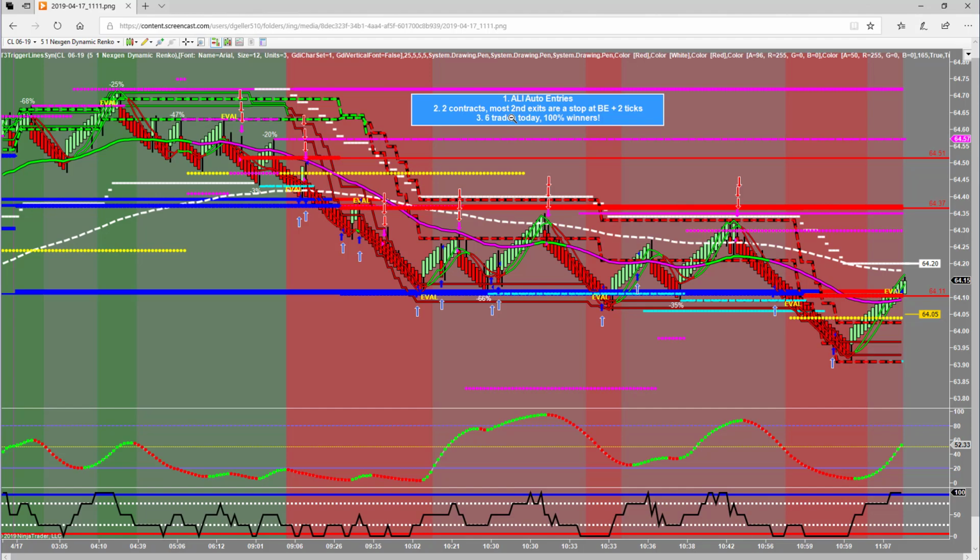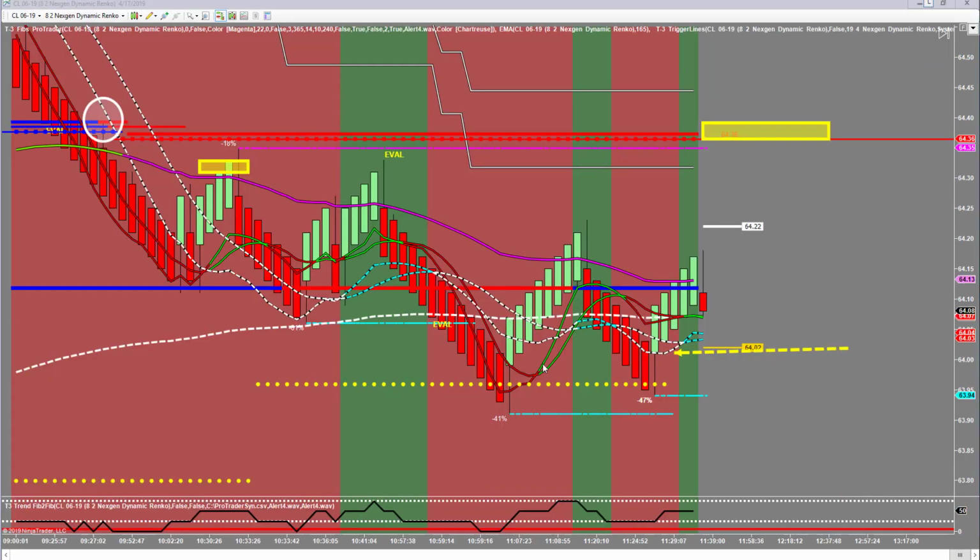2 contracts, they're all winners, 6 trades, 100% winners. And look, this just goes to the testament, and it's a little different version than we were talking about, but it's a testament to trading with the trigger line direction, right? So $1,200 on 2 contracts. Nice job, Dave. But it's a testament to trading with the trigger line direction on the bigger chart.